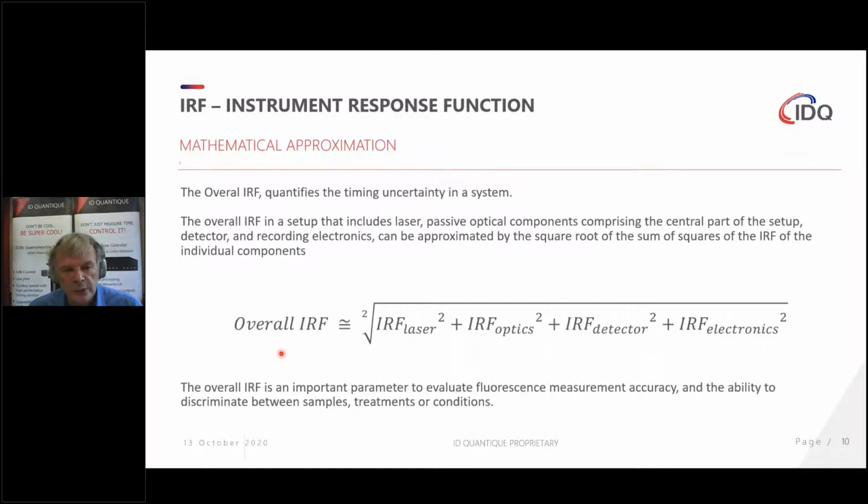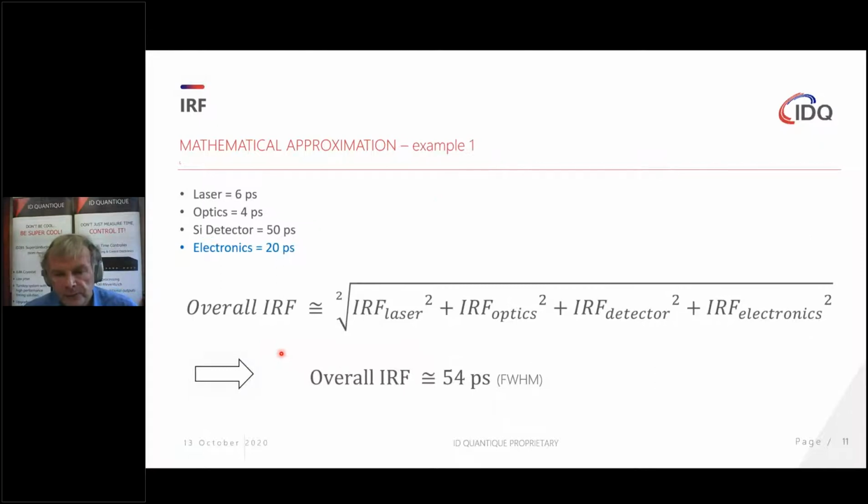And as I mentioned, it's an important parameter to evaluate your fluorescence capability. I'm going to give a couple of examples. The first example is that if you have electronics that have 20 picoseconds time jitter and you are using a silicon detector with 50 picoseconds, you can still see that your overall IRF is dominated by the detector, because the overall IRF is 54 picoseconds.